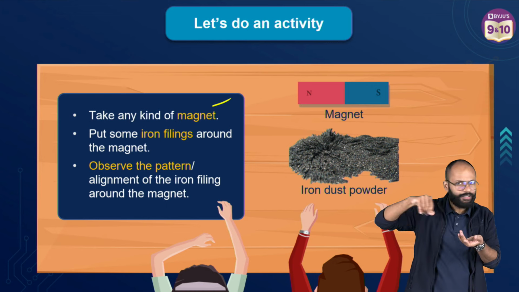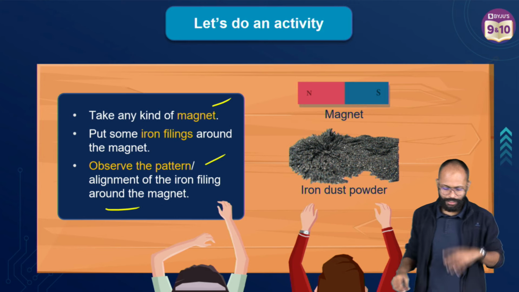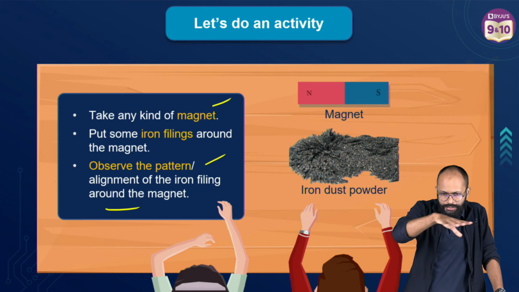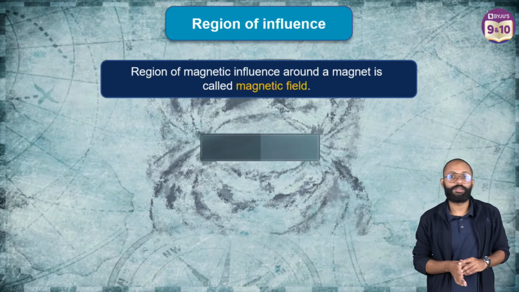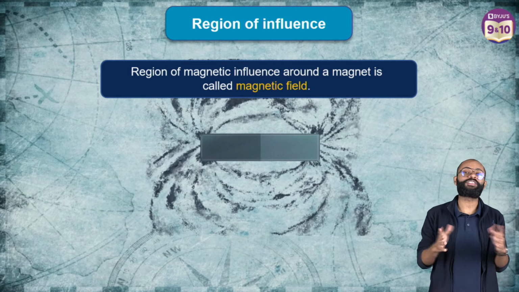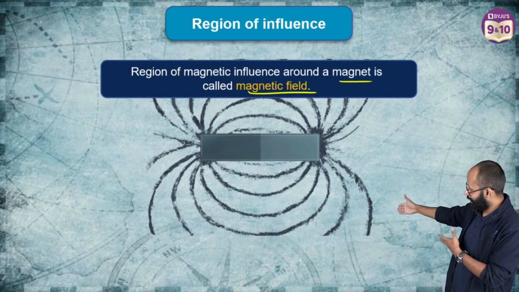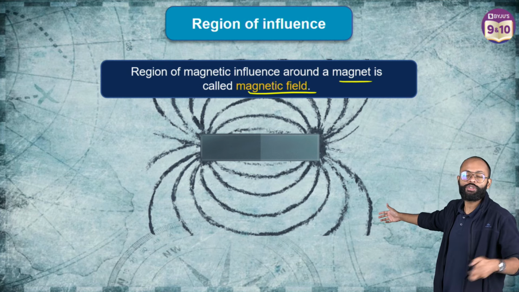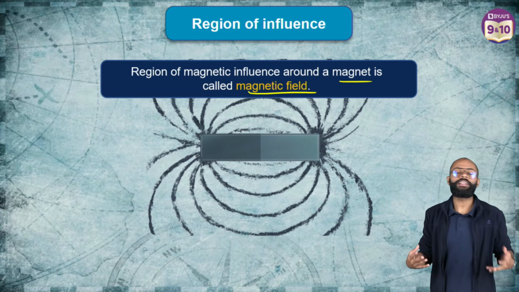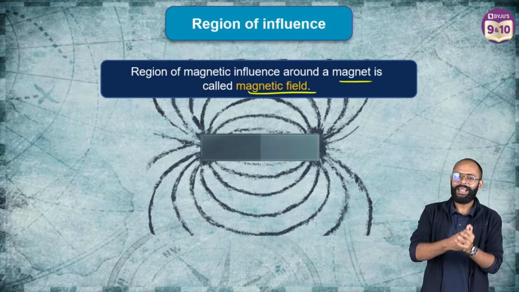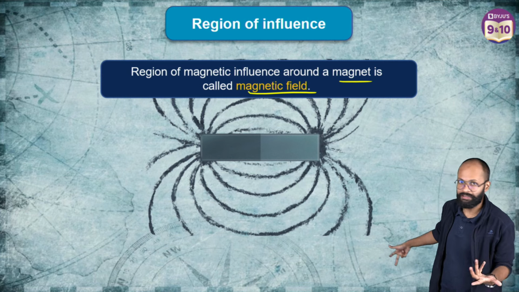When you sprinkle iron filings over this, you will observe the pattern and check out the alignment of the iron filings around the magnet. What will happen? You will see there's a special pattern in which these iron filings are arranging themselves, right? This pattern is what we call the region of influence. So the region of magnetic influence around a magnet is called the magnetic field. This experiment which we just did is a way to visualize this pattern. These are called magnetic field lines. They are imaginary lines which tell you about the magnetic field around a magnet, and iron filings are one way in which you can figure out the pattern of this magnetic field, right?